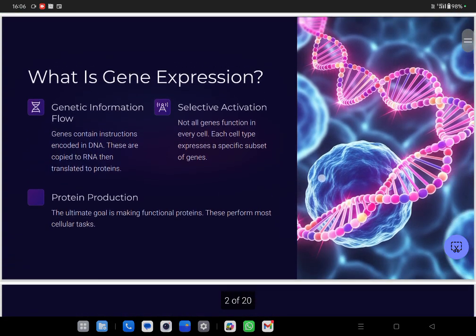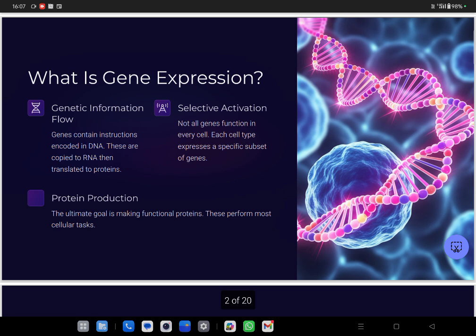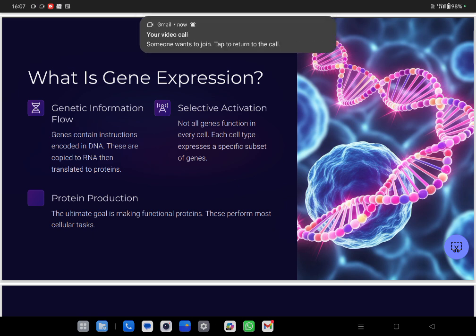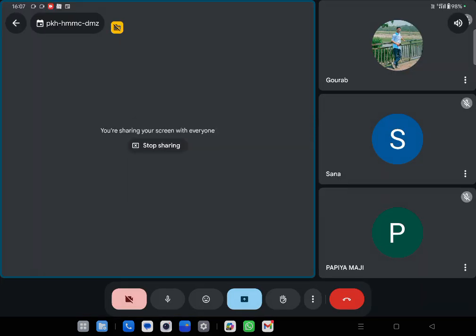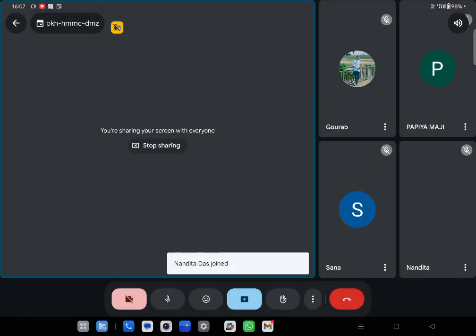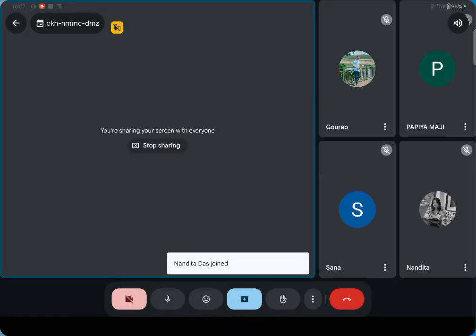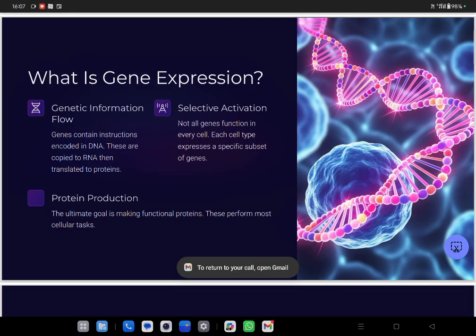So what is gene expression? It essentially means that there is a genetic information flow. These genes contain instructions which are encoded in DNA. DNA contains nucleotides, and these are copied to RNA, and this RNA is then translated to proteins.